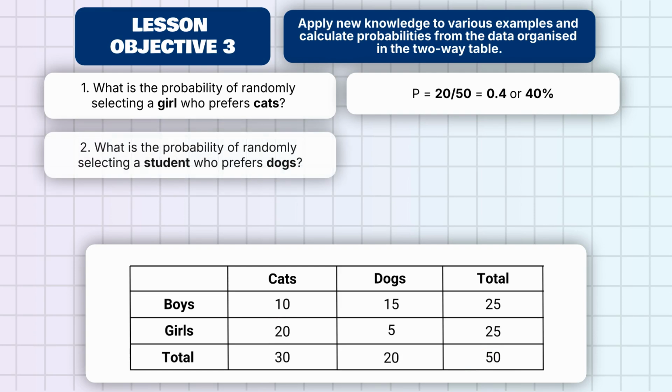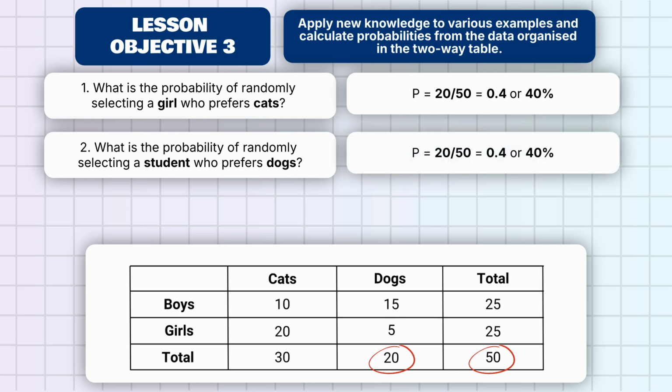Question 2. What is the probability of randomly selecting a student who prefers dogs? First, look at the total number of students who prefer dogs, which is 20. Then divide this by the total number of students. The probability is 20 over 50, which equals 0.4 or 40%.